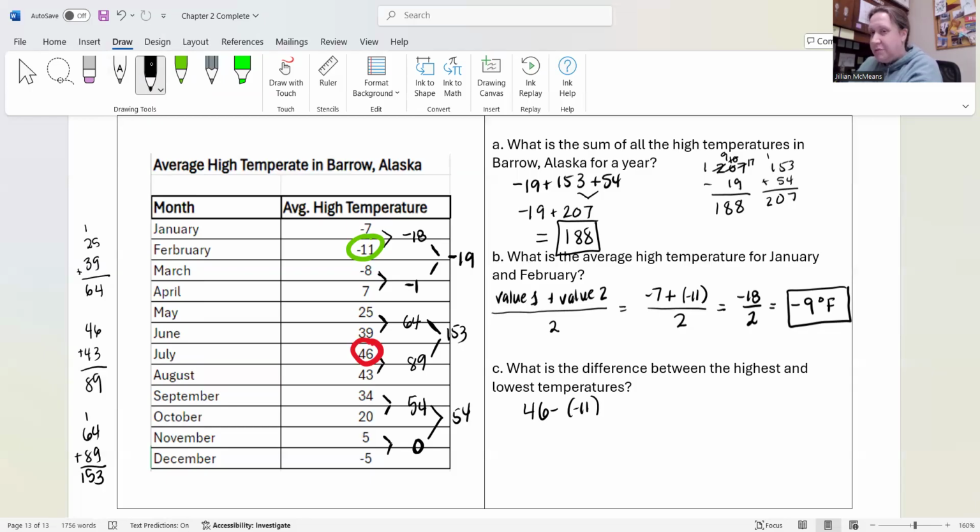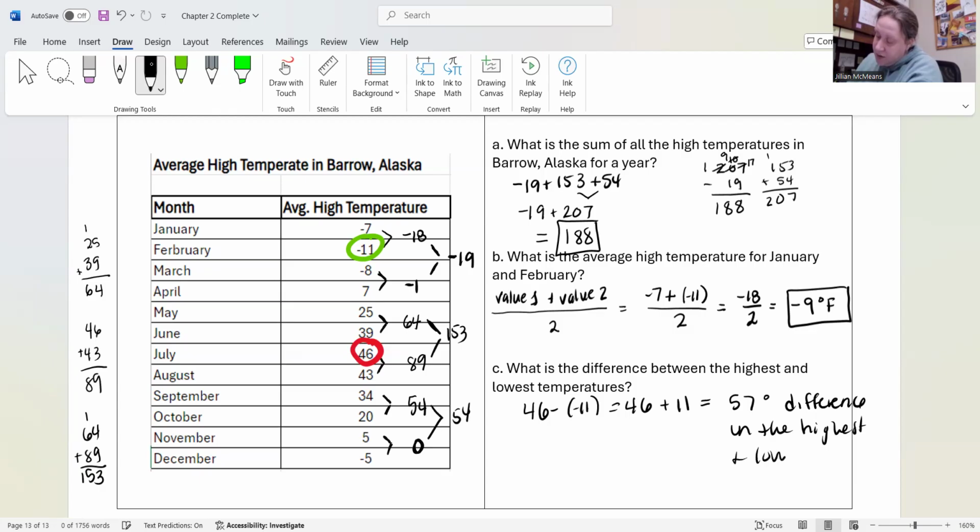So when we have subtraction like this, again, we frequently convert it to addition. So this is really 46. Instead of subtracting a negative, we want to do the opposite of both. So we want to add a positive. So 46 plus 11 is going to be 57. So there's a 57-degree difference in the highest and lowest values. Okay. So there you have it, one table, 12 values, a lot of math work, okay?